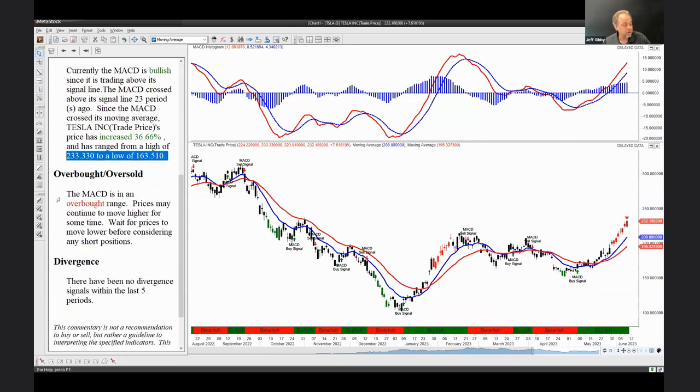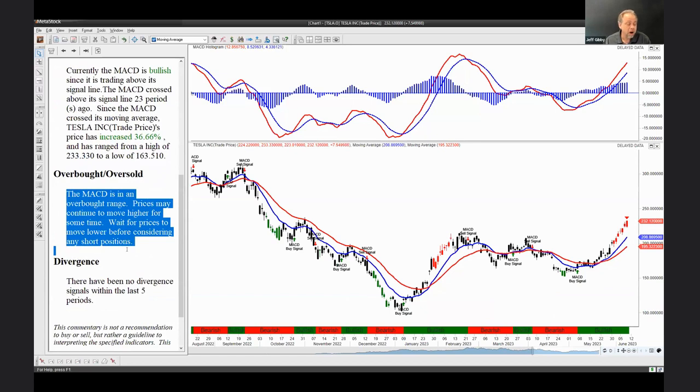The MACD now is in an overbought range. Prices may continue to move higher for some time. In other words, just because it's overbought doesn't mean it's gonna instantly correct. Look right here where it became oversold. It was oversold for a really long time before it showed any signs of turning around. So you should wait for prices to move lower before considering any short positions. Again, if you're in a long trade because of this and you see MACD being overbought or oversold, you might want to get more defensive about where your stops and placements are. But you will want to wait for a confirmation that Tesla's done with its upward move before you do that.